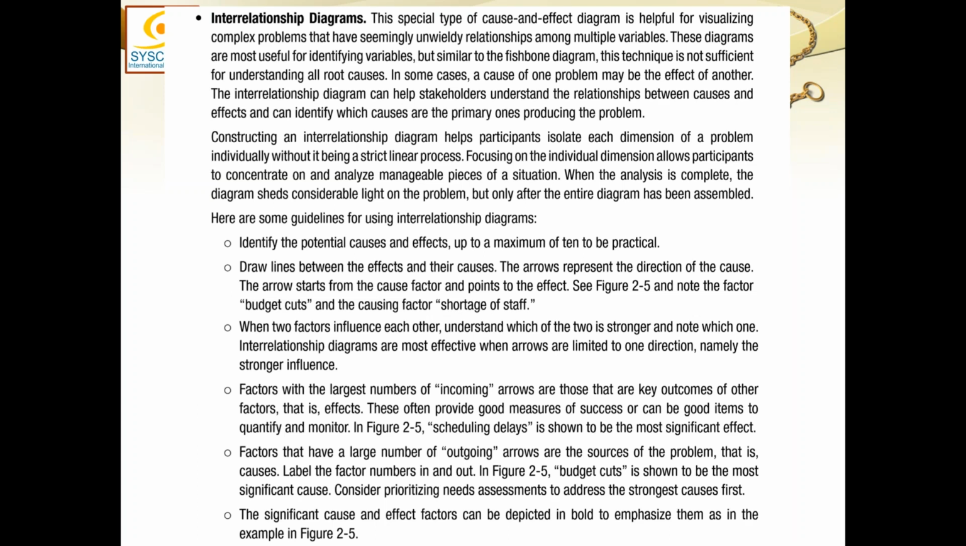Factors that have a large number of outgoing arrows, the place from where many arrows are originating, are the source of the problem. So we need to fix this area. And the significant causes and effects can be depicted in bold. So when you find the major causes and major effects, you make them bold.